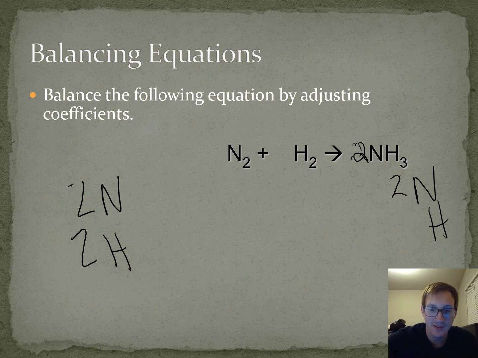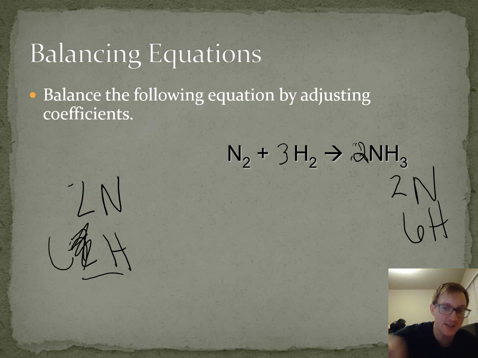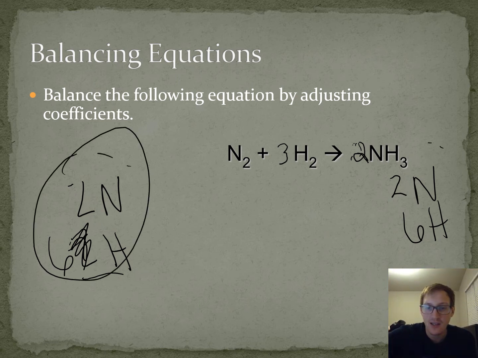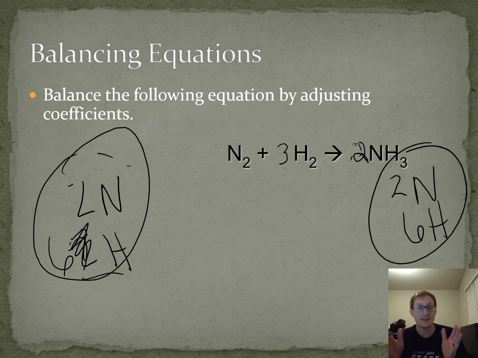I now have 6. Which is an easy fix, because then I look over and I have 2 hydrogens, and if I just put a 3 right there, that's going to change that from a 2 to a 6, and I am now balanced and done. That is all you guys have to do. You just have to come up with coefficients that make sure that the reactant side equals the product side, and that is it. Now, this one was a simple example.